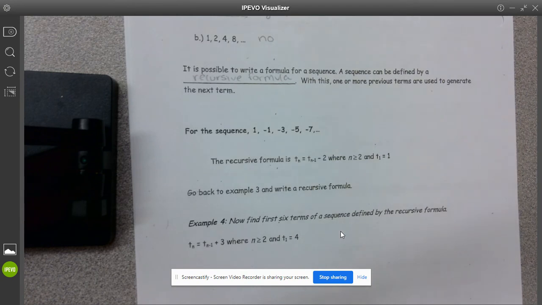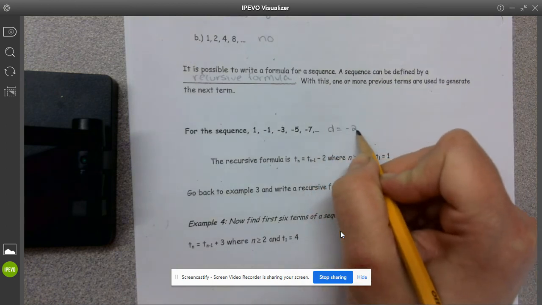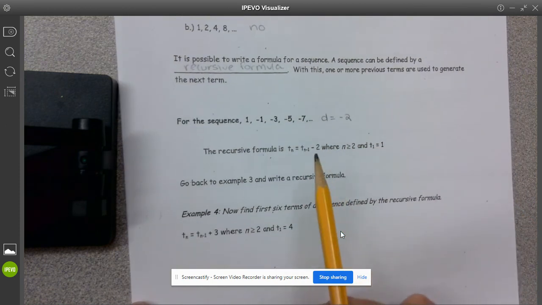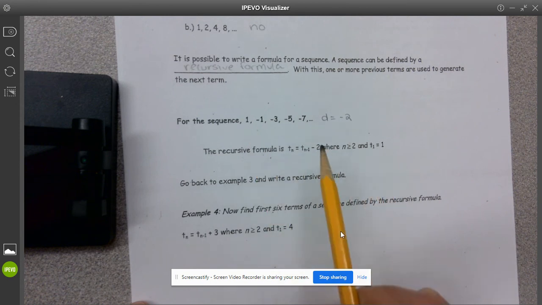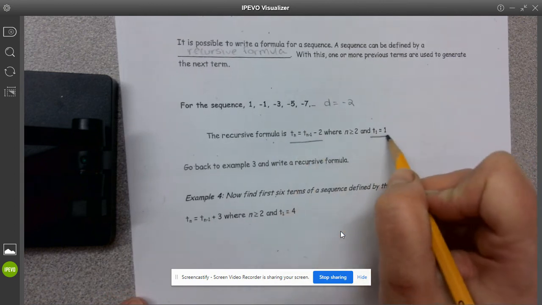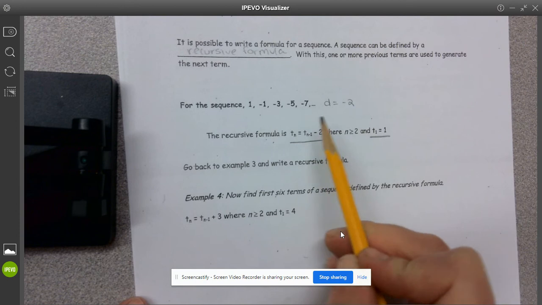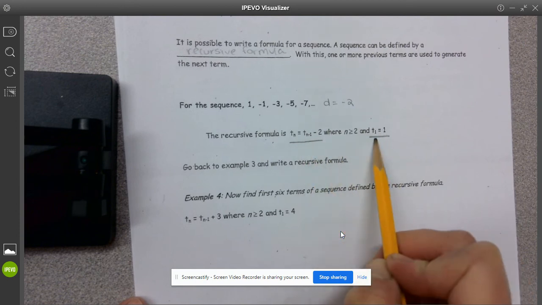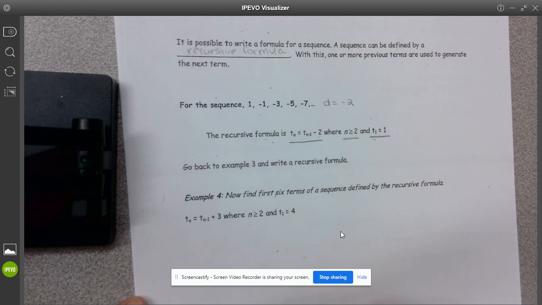So for this sequence, 1, -1, -2, -5, and -7, we see that we have a common difference of -2. So we're subtracting 2 every single time. So I start with my first term, and I subtract 2 every time. What it's saying is you have to tell the reader what the first term is, because what you're doing is recursive. It's like reoccurring. It's using the previous term, so you need a term to work with. You start on the second term, and you subtract 2 every time.